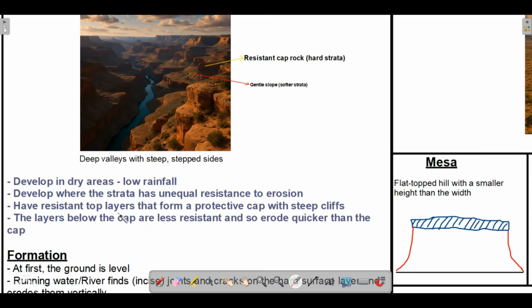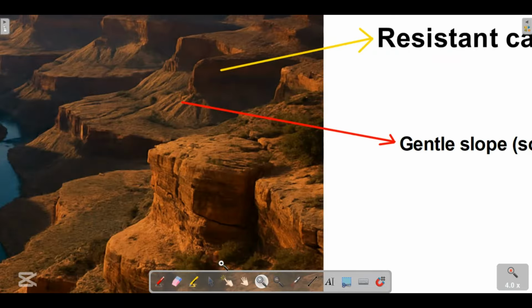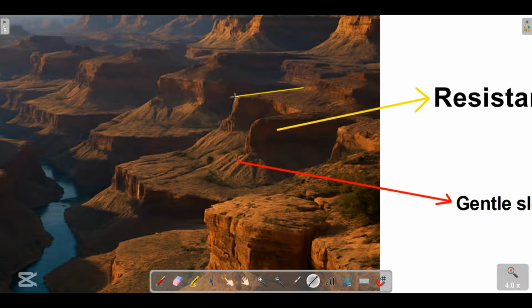Canyon landscapes develop where the strata have unequal resistance to erosion, guys. Unequal resistance to erosion. Okay. So look at the strata themselves. I need you to look at this shape. This means that this is a layer of strata that is quite strong in terms of resistance. So it has a higher resistance to erosion compared to this one. Look at this one. This one has formed a gentle shape. So you can differentiate these two.